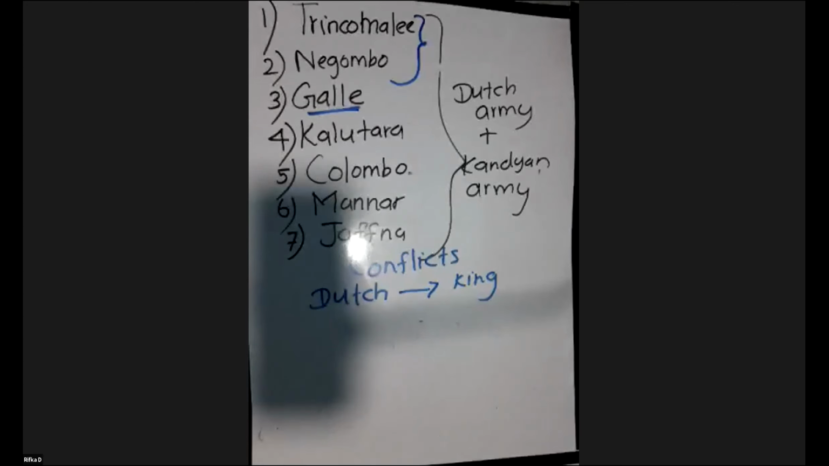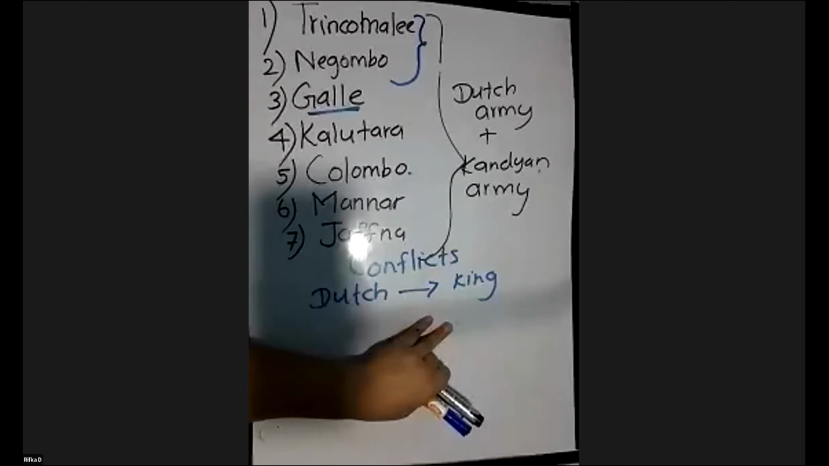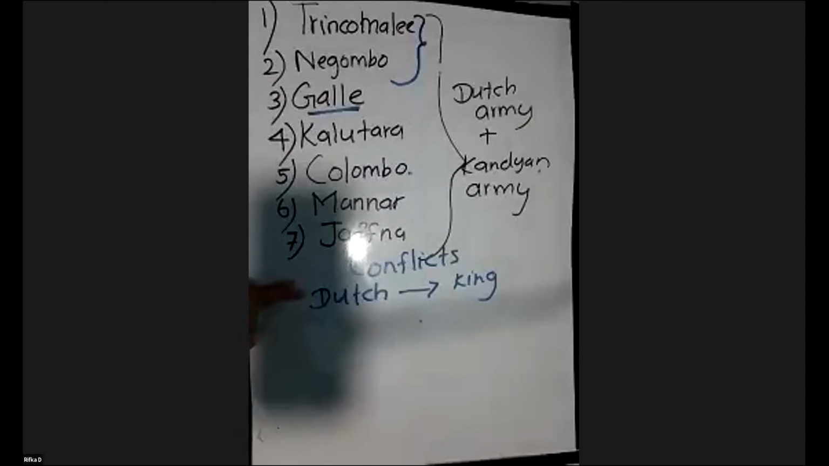Now, the king was upset. Right? The king was upset now, because the Dutch were violating the agreement. The king was so upset. So, he got angry, and what did he do? He refused to pay the salaries of the workers in the fortresses, saying that this was not my responsibility.